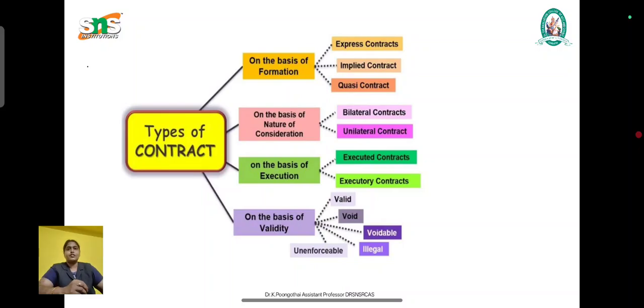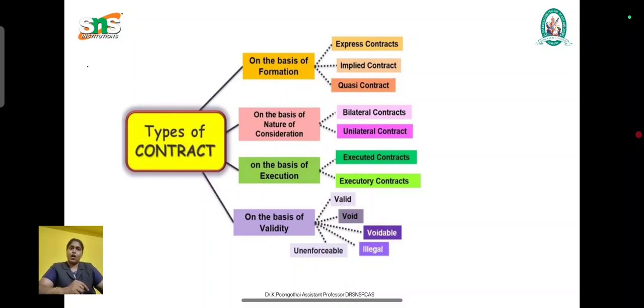The next thing is void agreement. An agreement that is void from the beginning is known as a void agreement. Example, an agreement with a minor, so that is void. Features: no legal rights, cannot be enforced by law. So that is a void agreement.